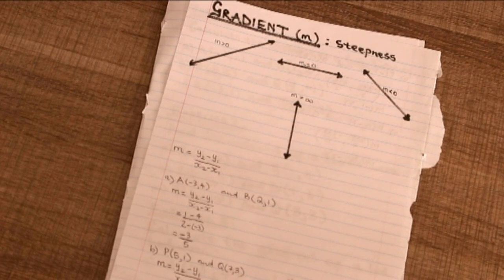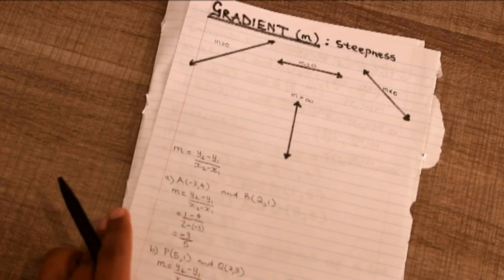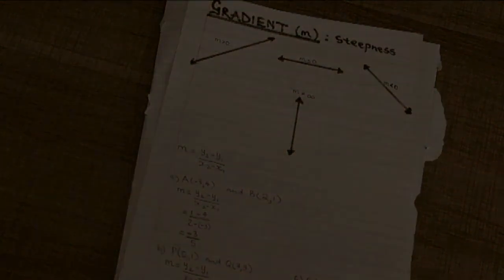I hope you understand about the gradient. Grade 10 learners, I hope you have understood the concept of analytical geometry, which involves the distance between 2 points, the midpoint of a line between 2 points, and also the gradient, which is called the steepness.